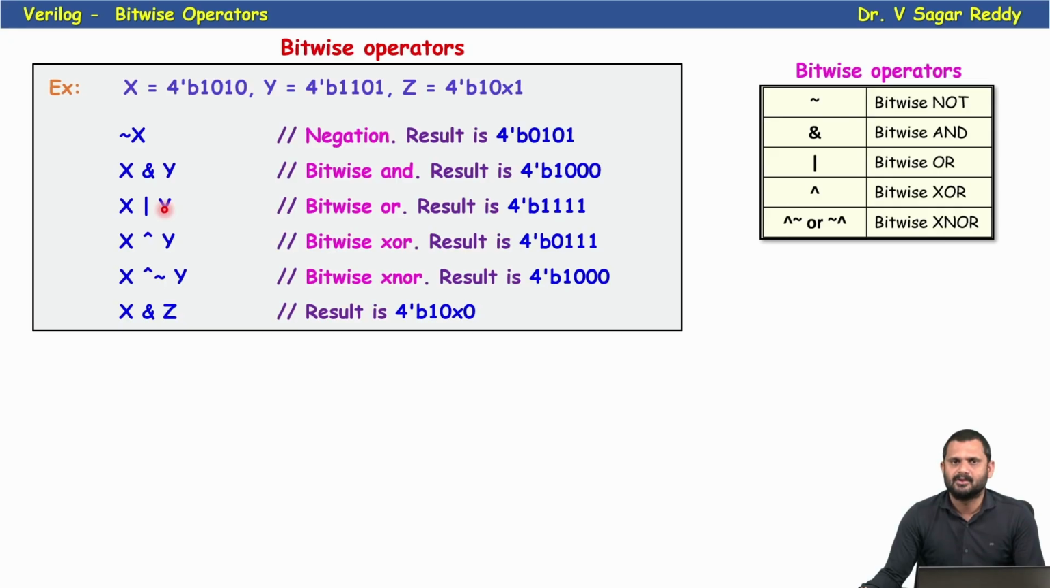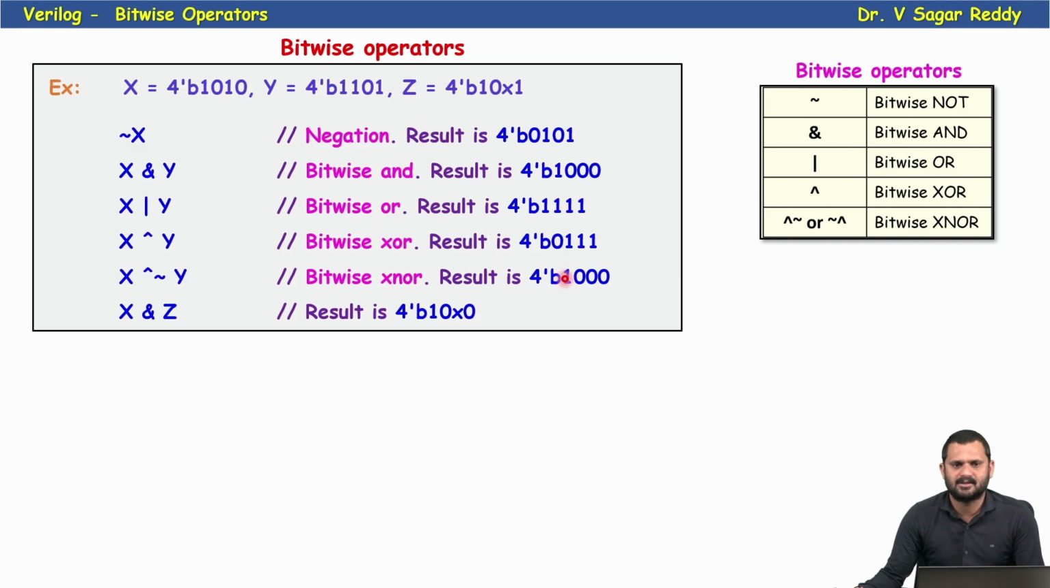In the same way, x or y. If one operand is 1, the result is 1 only. So here 1 and 1, output is 1, 0 and 1, output is 1, 1 and 0, output is 1, 0 and 1, output is 1. So the result is 4'b1111. In the same way, XOR and XNOR. See XOR: 1 1, both 0 0 and 1 1, if both are the same, then the output is 0. Here 0 1, the output is 1. 1 0, output is 1. 0 1, 1. In XOR, if both inputs are the same, 0 0, the output is 0, 1 1, output is 0. If the inputs are different, 0 1 or 1 0, we are getting 1.